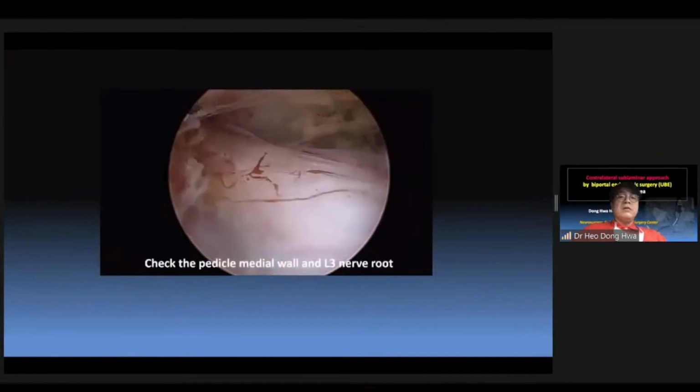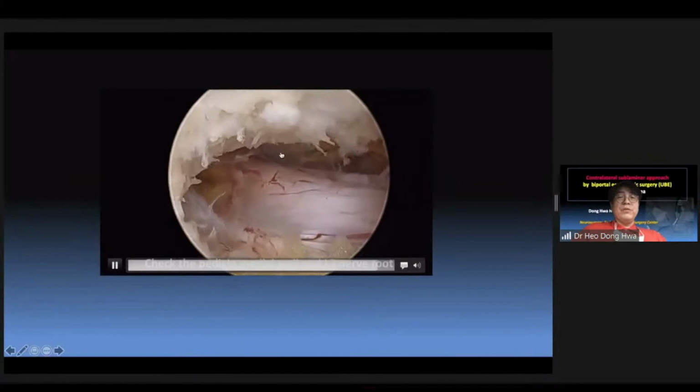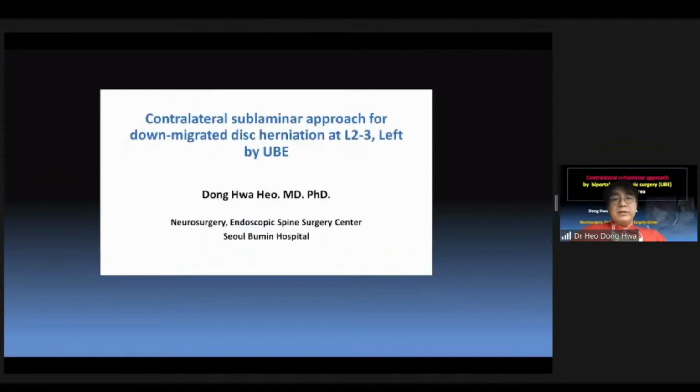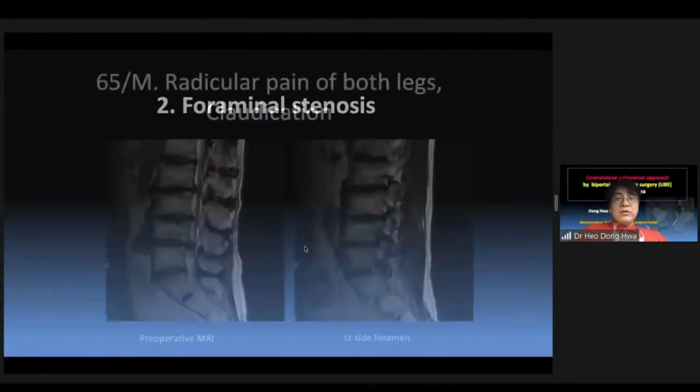Yes, the fragment. Also, you can see the S3 lobe root and the medial border of the pedicle. The complete decompression of the contralateral S3 lobe root is achieved, and I can completely remove the down-migrated foraminal disc herniation. So foraminal stenosis is another good indication for the contralateral sublaminar approach.